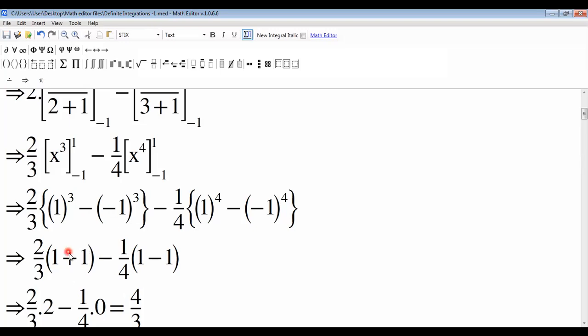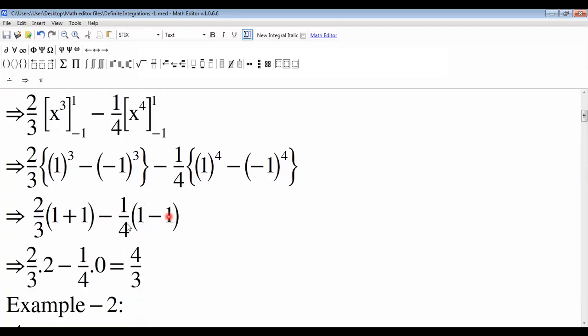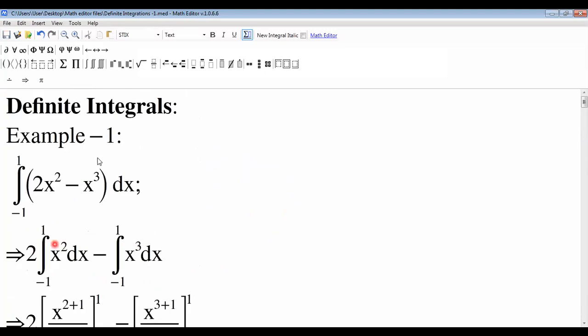So minus will be plus. For the 1 by 4 part, 1 to the power 4 is 1, and minus 1 to the power 4 is 1, because this is an even power, so the minus does not remain. So 1 minus 1 is 0, so 1 by 4 into 0. Adding up, 4 by 3 is the result for this definite integral.